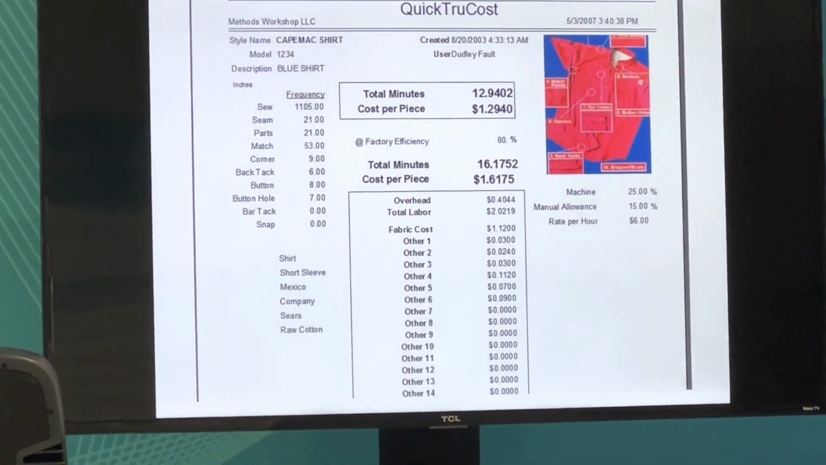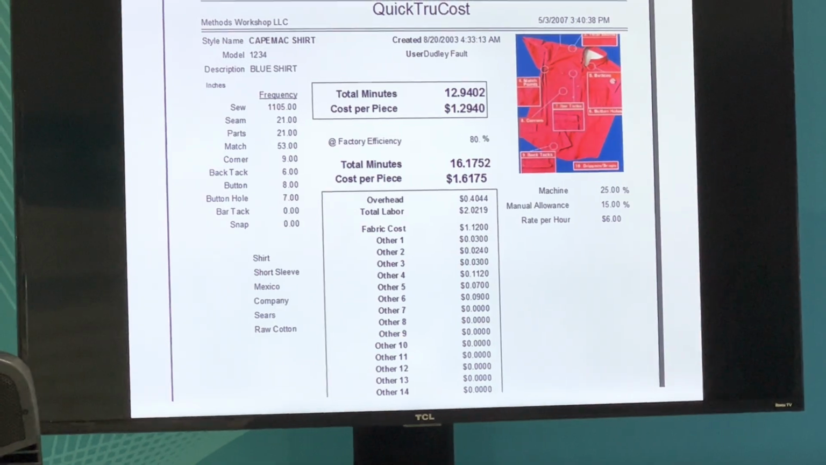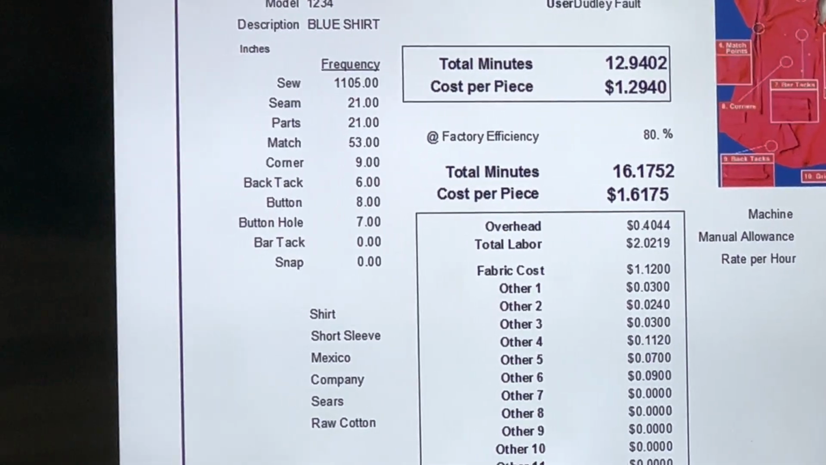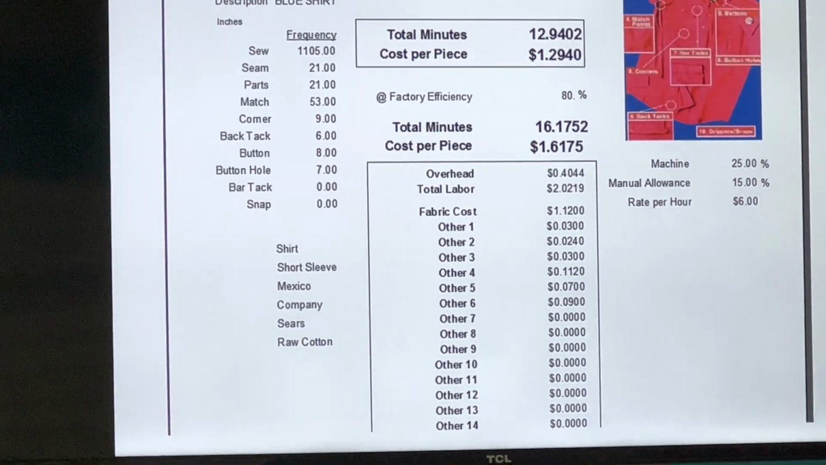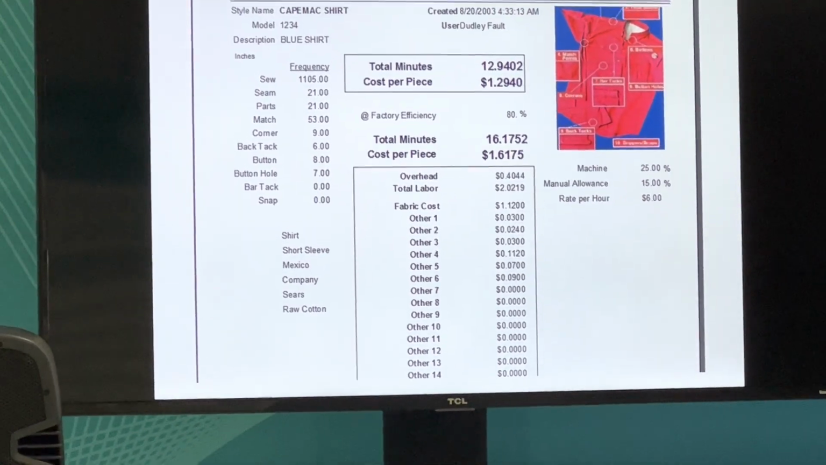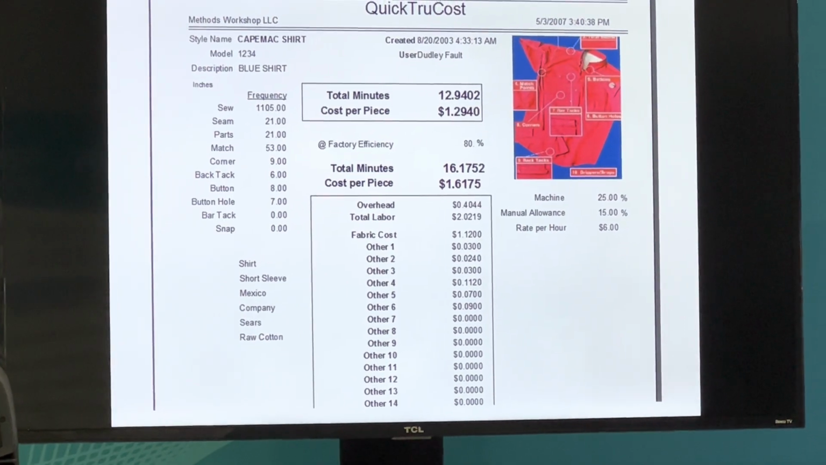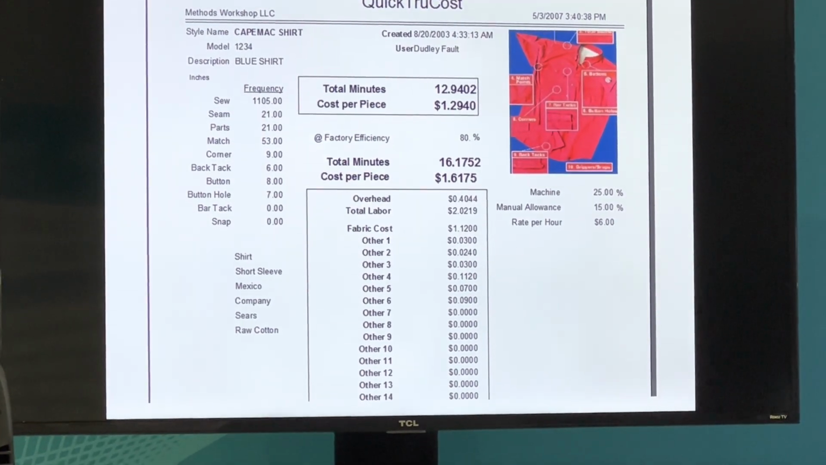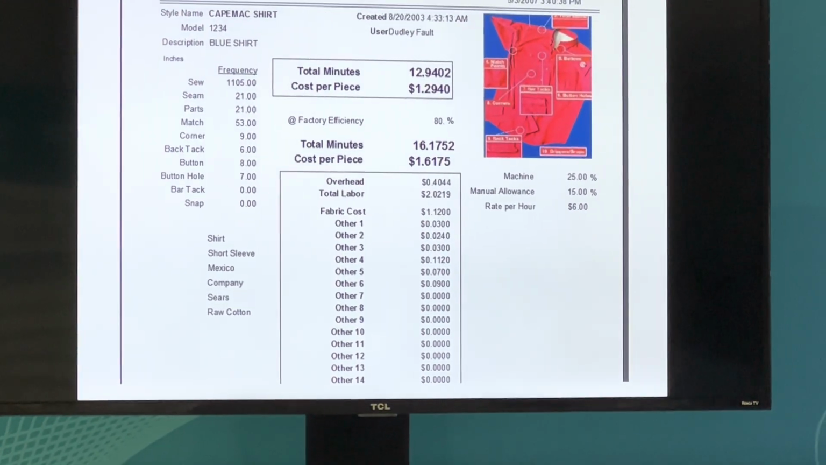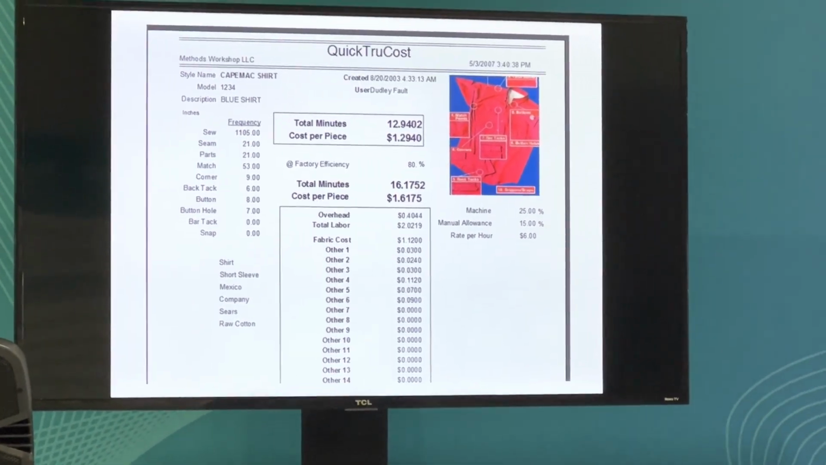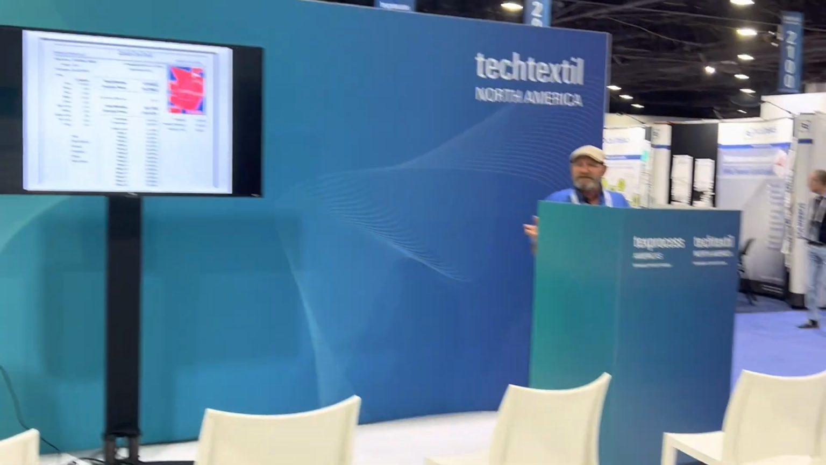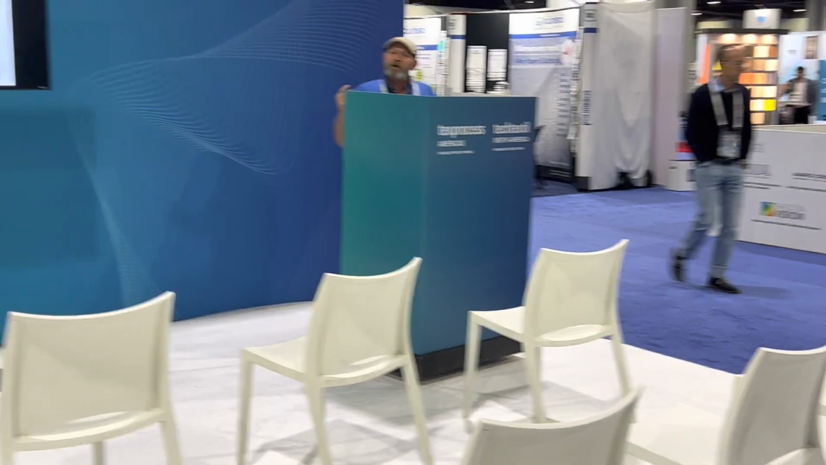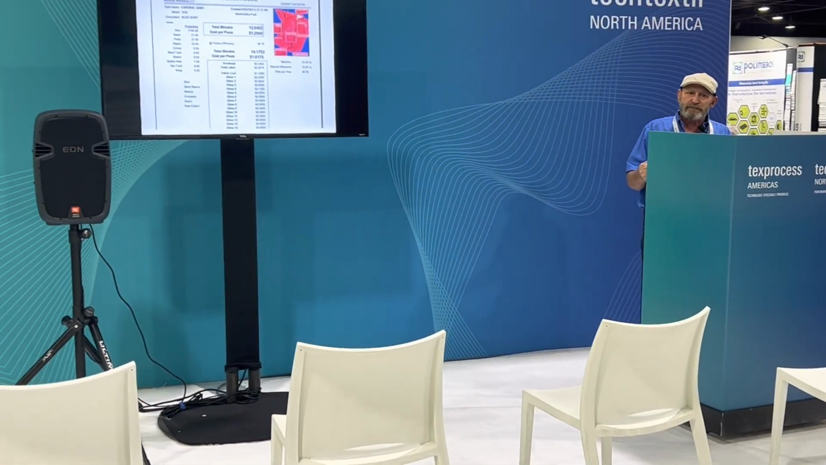If you look on the page here, you'll see on the left-hand side you got sew, seam, parts, match, corners, bar tack, buttonhole. So you don't have to be an engineer in order to use this system. If you can count and you can measure, then you can use this system. Now you do have to know some basic knowledge of methods because there are a couple of fields that have to be filled in that require some knowledge of the actual construction process.